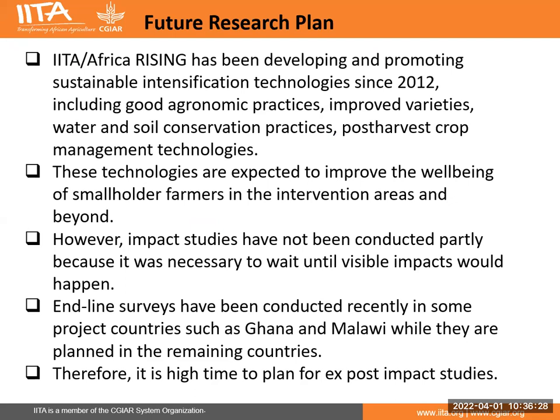So having said this, let me say a few statements regarding my research plan. IITA Africa Rising has been developing and promoting sustainable intensification technology since 2012. There are a variety of technologies actually out there. These technologies are expected to improve the well-being of smallholder farmers in the intervention areas and beyond. However, impact studies have not been conducted, partially because it was necessary to wait until visible impacts would happen. In-line surveys have been conducted recently in some project countries such as Ghana and Malawi, while they are planned in the remaining countries. Therefore, it's high time to plan for ex-post impact studies.